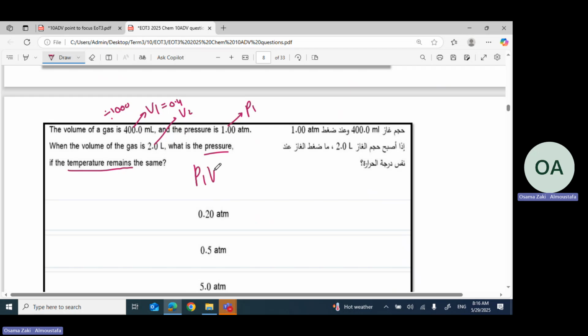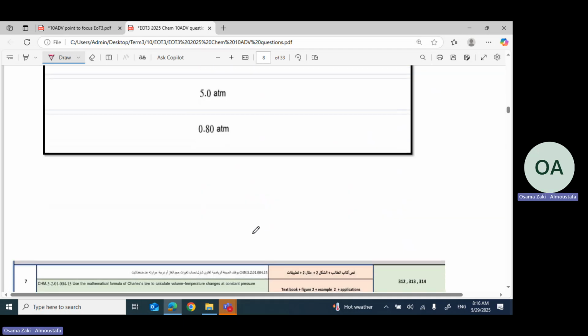So P1 V1 equals P2 V2. P1, 1, times V1, 0.4, equals P2. We don't know P2. Okay, so V2 is 2. So you can use the calculator to find the answer.